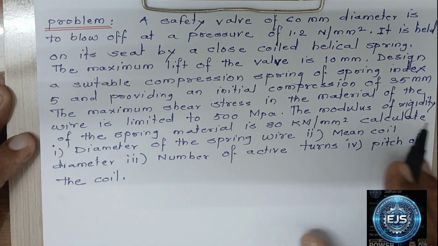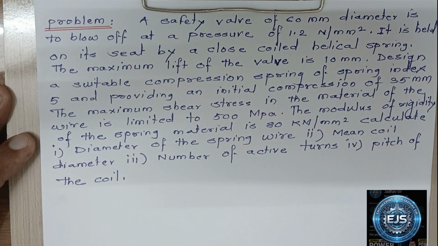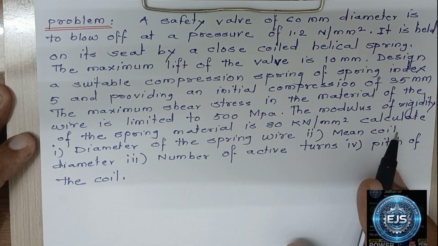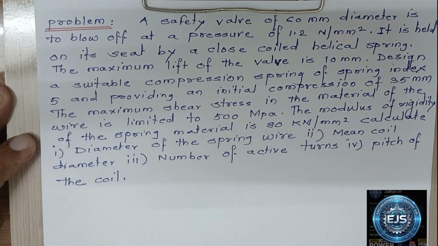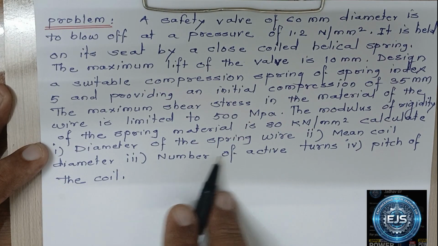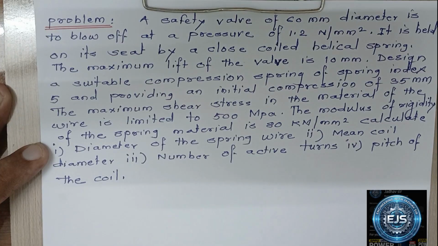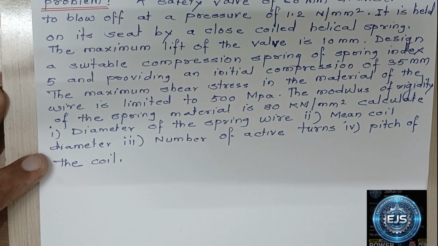द मैक्सिमम शियर स्ट्रेस इन द मटेरियल ऑफ द स्प्रिंग वायर इज लिमिटेड टू 500 MPa. मैक्सिमम शियर स्ट्रेस वैल्यू दिया है 500 MPa. द मॉडुलस ऑफ रिजिडिटी ऑफ द स्प्रिंग मटेरियल इज 80 kN per mm square. Calculate the diameter of spring wire, that is small d, mean coil diameter, that is capital D, number of active turns, that is n, and pitch of the coil.